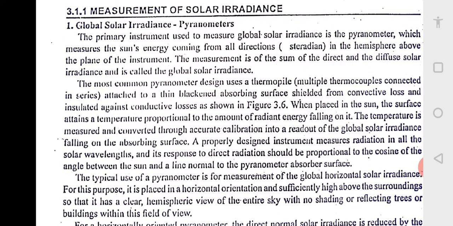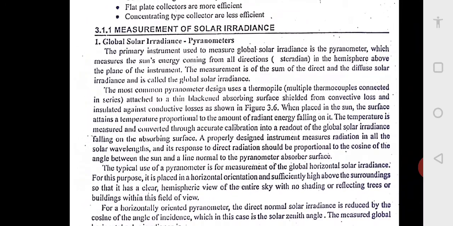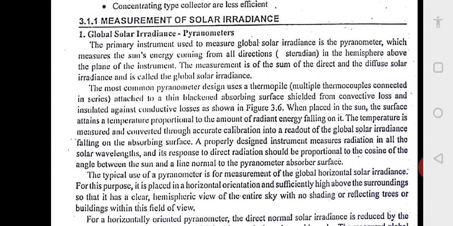So when we speak of global solar irradiation, it means the sun's energy coming from all directions in the hemisphere above the plane of the instrument. This is also a portable instrument. This instrument will measure both the beam radiation which comes directly as well as diffuse radiation, and that is why it is called global solar irradiance.